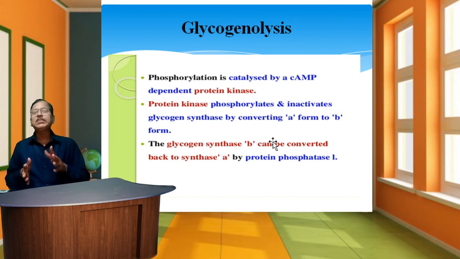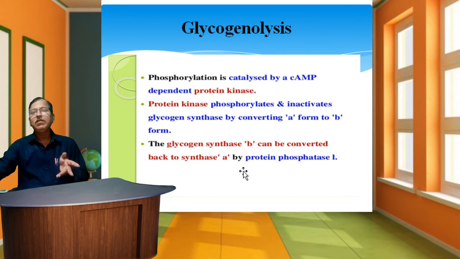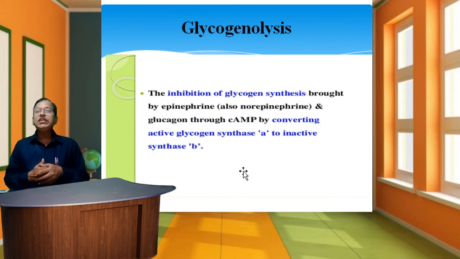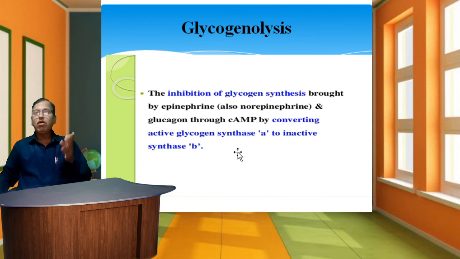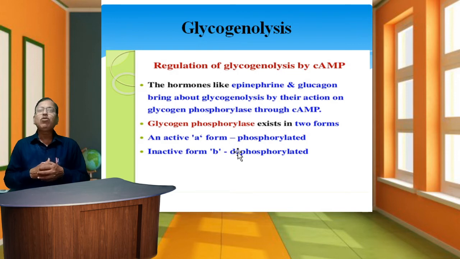Glycogen synthase B cannot be converted back to synthase A by protein phosphorylase; this is a specific activity. The inhibition of glycogen synthesis is brought about by epinephrine, also norepinephrine, and glucagon through cyclic AMP, by converting active glycogen synthase A to the inactive synthase B form. These two forms are formed by this specific regulation.